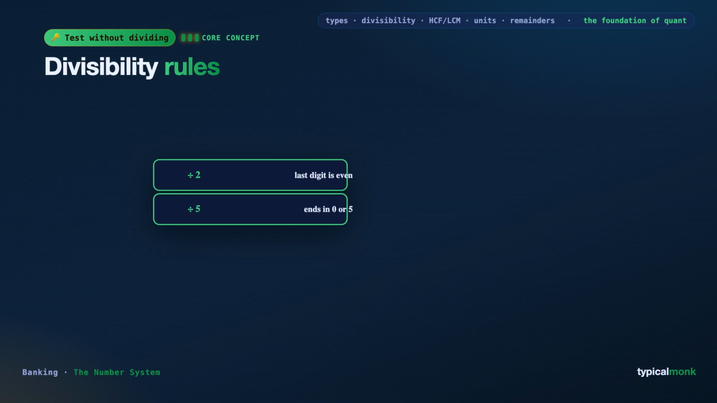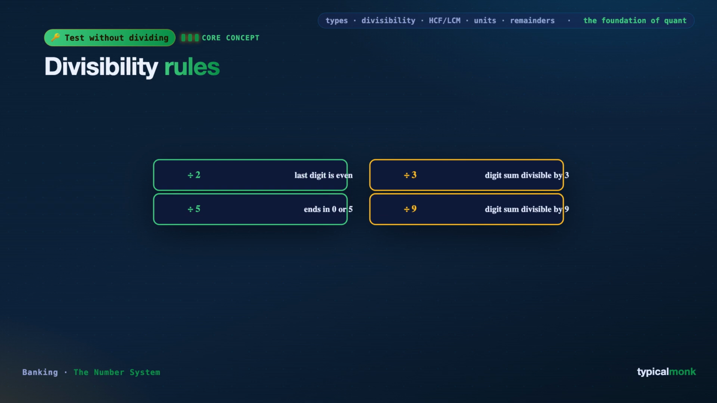Now our first, genuinely powerful set of shortcuts, the divisibility rules, which let you tell whether one number divides another without ever doing the division. Start with the easy ones. A number is divisible by 2 if its last digit is even, 0, 2, 4, 6 or 8. And a number is divisible by 5 if it ends in 0 or 5. These you can check with a single glance at the final digit, no arithmetic at all. That is the whole spirit of these rules. Read the answer off the number instead of grinding it out.